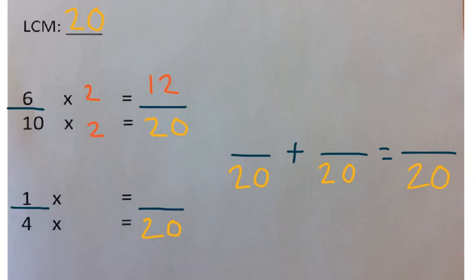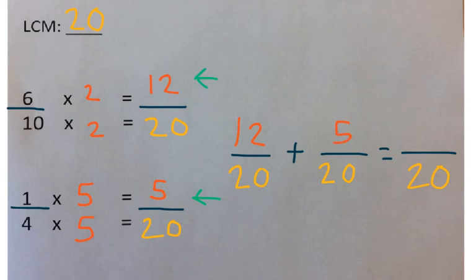Now, with the next fraction, 1/4, 4 times what equals 20? 4 times 5 equals 20. So since we multiplied the denominator by 5, we also have to multiply the numerator by 5. 1 times 5 equals 5. We can now write these new parts of our fractions, which are 12/20 and 5/20, right into our addition problem. So we have 12/20 plus 5/20.